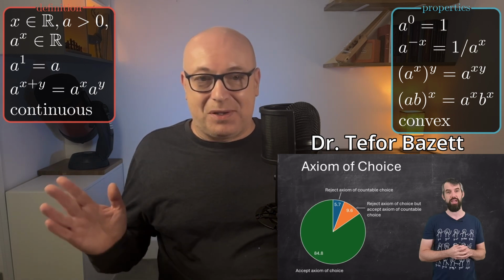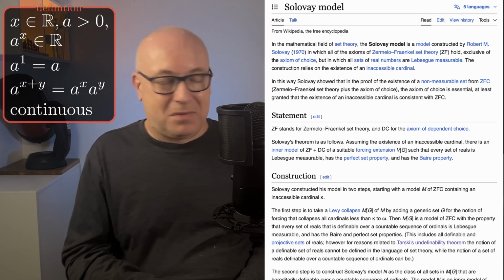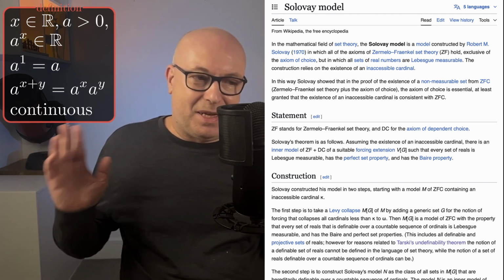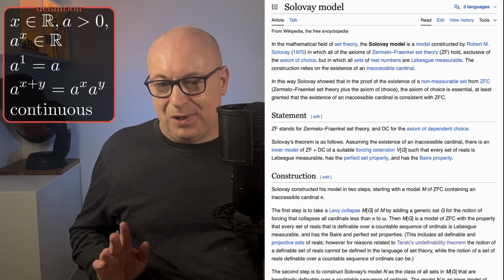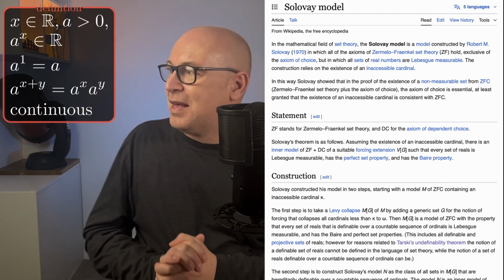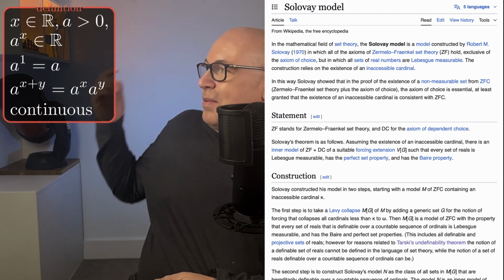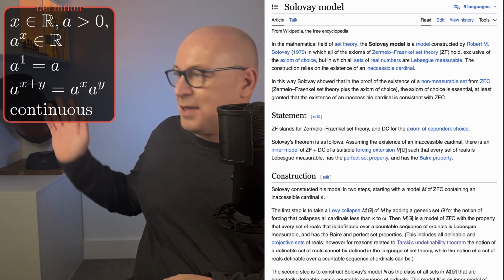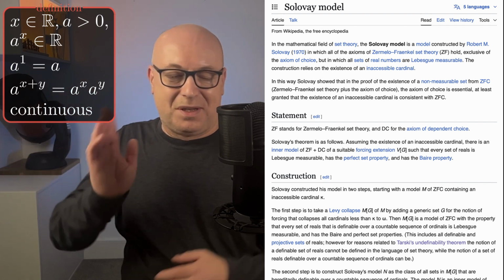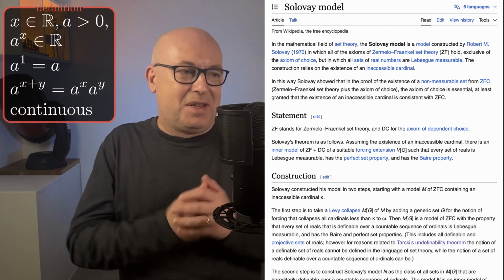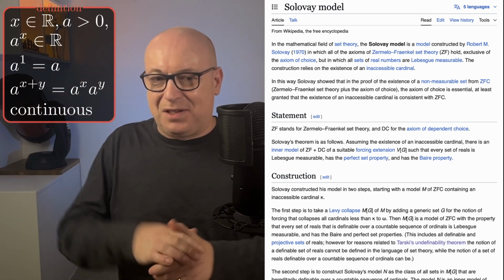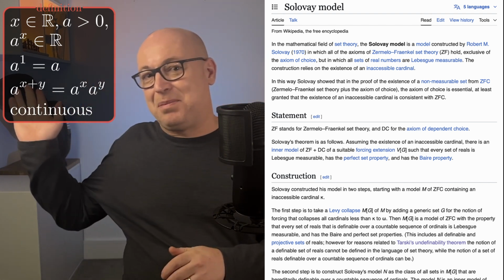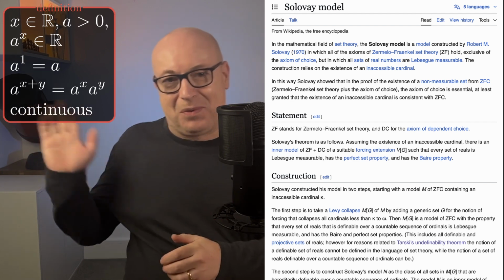There are, in fact, models of set theory which reject the axiom of choice but allow dependent choice, and every subset of the real number line is measurable, and in such models, any function satisfying a to the x plus y equals a to the x times a to the y is continuous. So if you're going to adopt such axioms, such models of set theory as your foundation for maths, then you don't even need continuity here. But we'll keep it in case you want to use the axiom of choice.